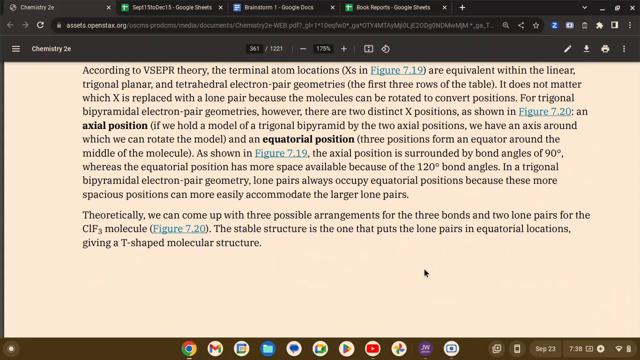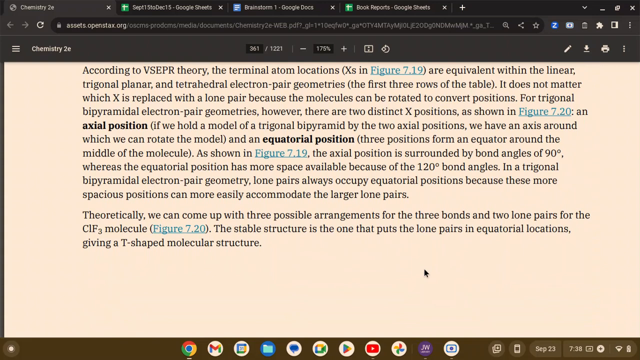It does not matter which X is placed with a lone pair because the molecules can be rotated to convert positions. For trigonal bipyramidal electron pair geometries, however, there are two distinct X positions, as shown in Figure 7.20, an axial position and an equatorial position. As shown in Figure 7.19, the axial position is surrounded by bond angles of 90 degrees, whereas the equatorial position has more space available because of the 120-degree bond angles.